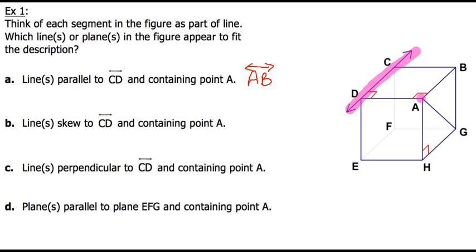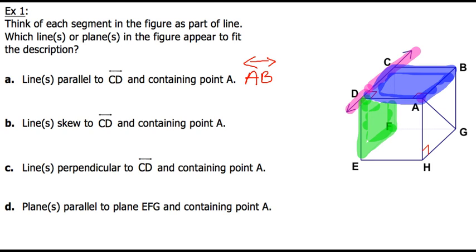Now for question B, we're going to take a look at trying to find lines that are skew to line CD that contain point A. So skew lines, remember, have to be in different planes. So what I want to do is take a look at the two planes that CD is a part of, and that's going to be these two planes that I've highlighted here for you. Plane DEF and then plane ABC.